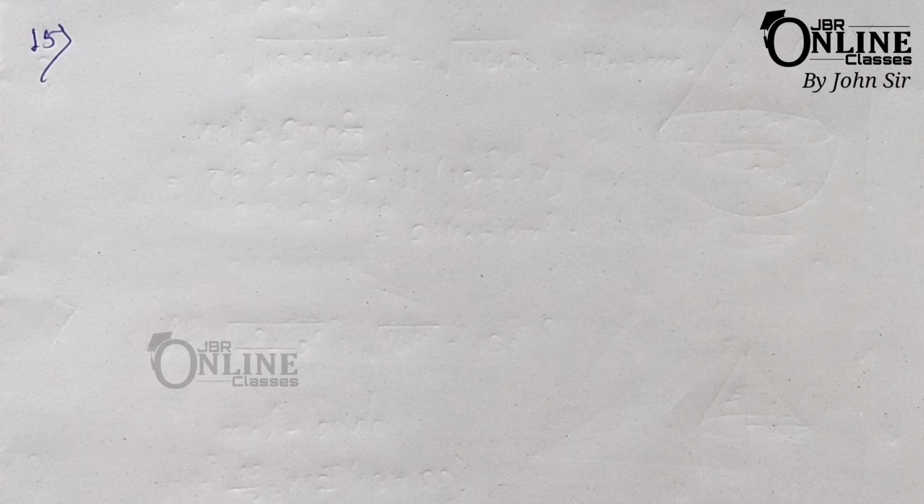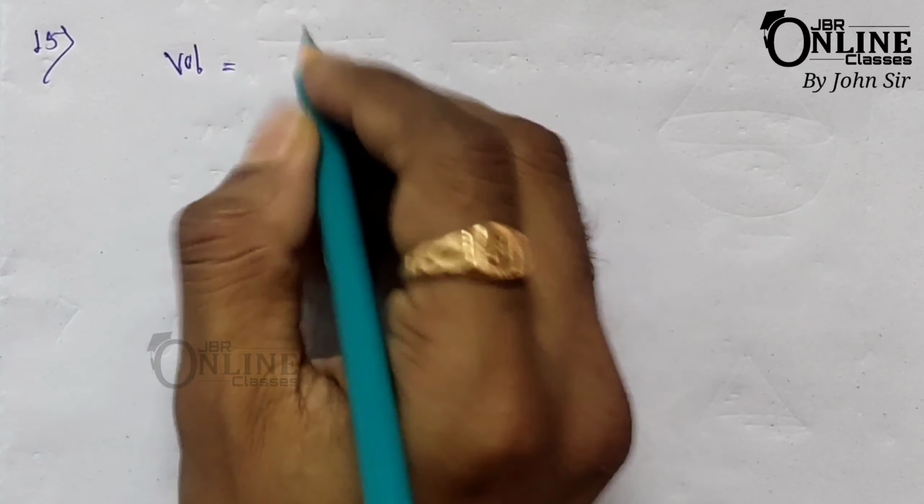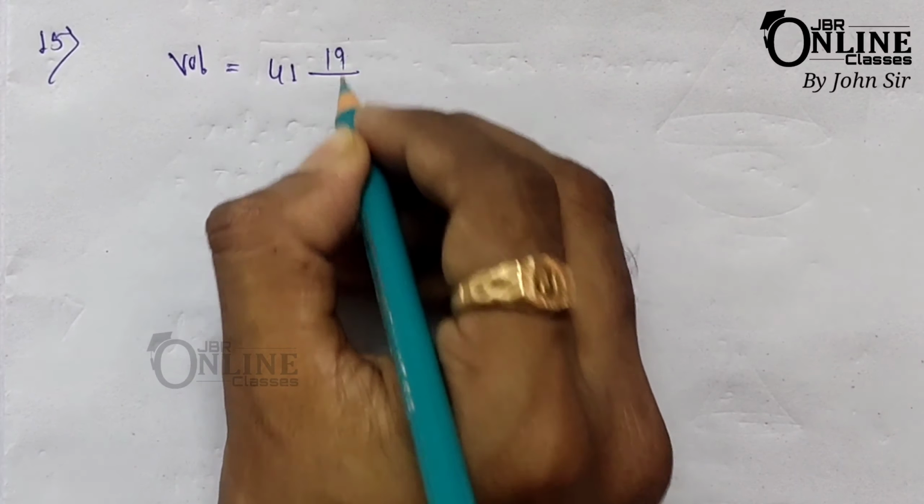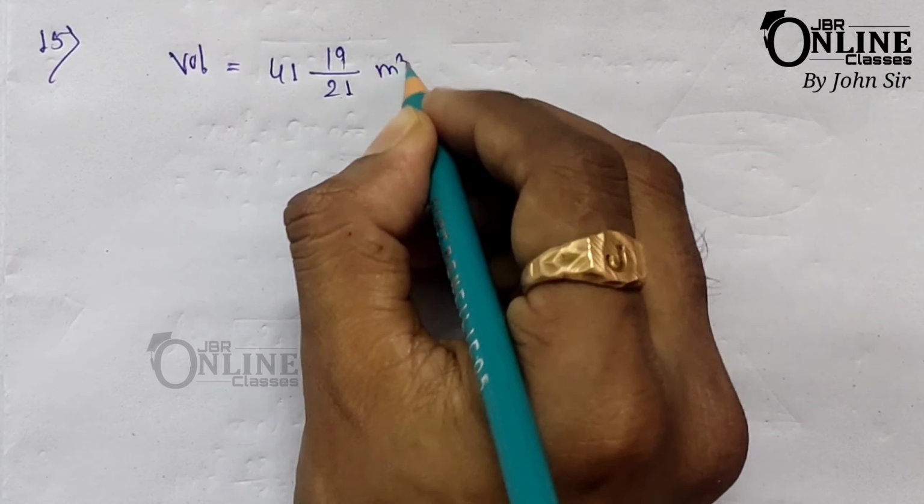Now sum number 15. A building is in the form of a cylinder surmounted by a hemisphere vaulted dome and contains 41 whole 19 by 21 meter cube of air. That means it's the volume. Where it's given in meter cube, that means it's the volume. Okay, so you have to understand it. If the internal diameter of the dome is equal to the total height above the floor, find the height of the building.